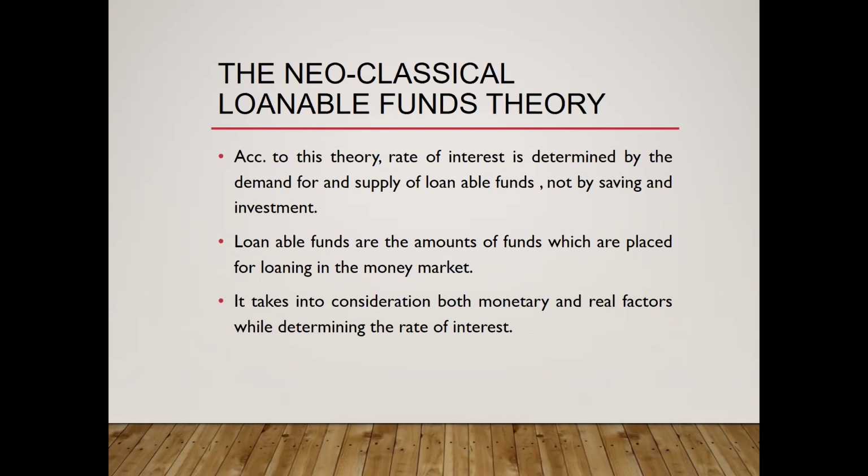As per this theory, the rate of interest is determined by the demand for and supply of loanable funds, not for saving and investment. In the previous theory, we discussed saving and investment. But here we are talking about demand for and supply of loanable funds. Loanable funds are the amounts of funds which are placed for loaning in the money market.